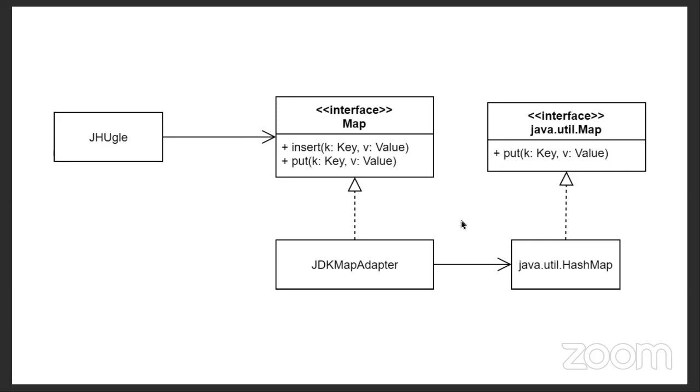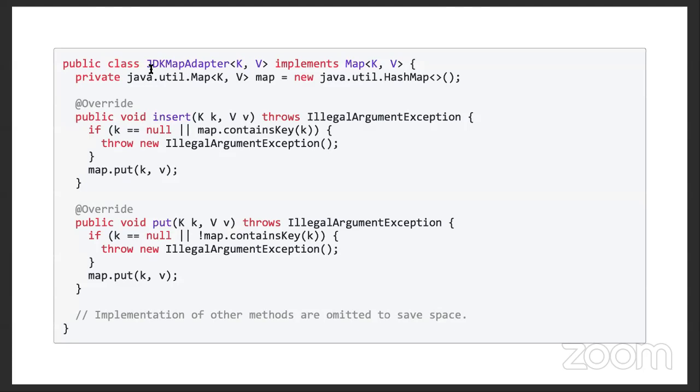So if you look at the code for this design, it will look something like this. I have this JDK map adapter that implements our map class. But inside of it, it actually uses the map from Java and a concrete implementation of that map in Java. Another name for a class like this is a wrapper class, because all the operations that are going to be implemented here are delegating their responsibility to the similar or related operations inside the Java's map. Then the implementation of insert would look something like this.